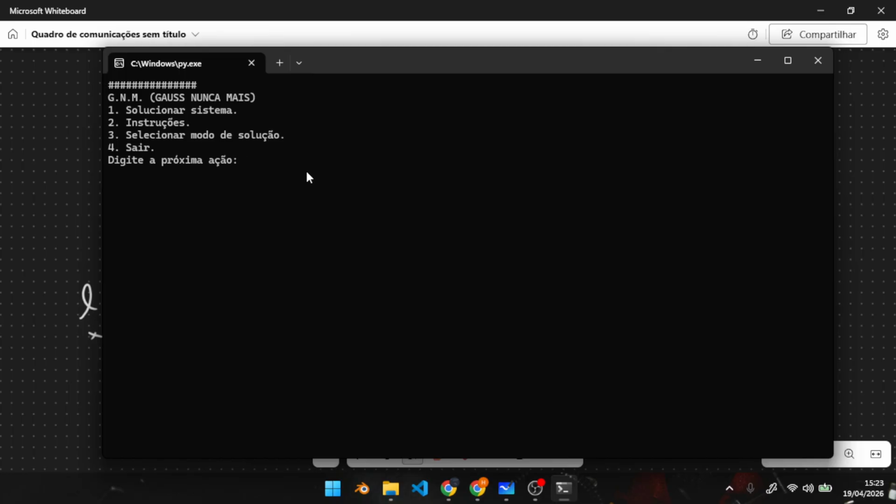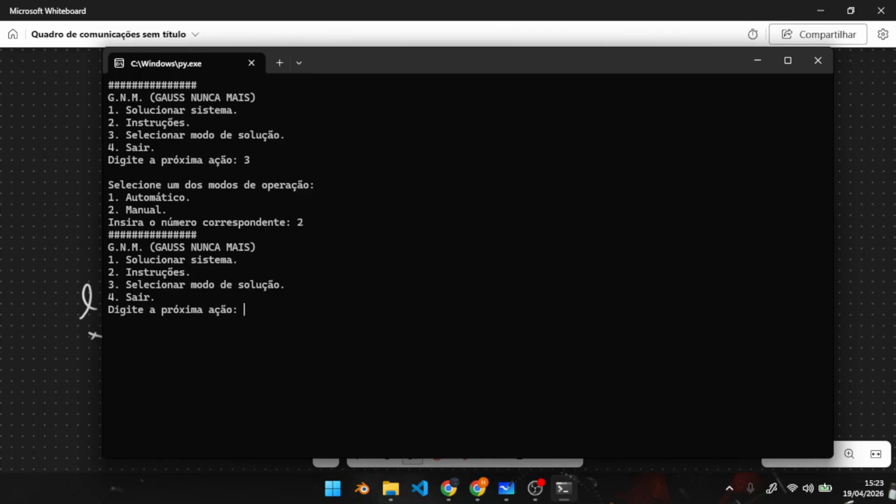And it takes a matrix, and depending on how you set it to be, like if you put 3 here, you're gonna have 2 options. You can either let the program solve the matrix, the linear system, automatically, or you can do it manually. And I'm gonna select manual here because manual is a little bit more fun.